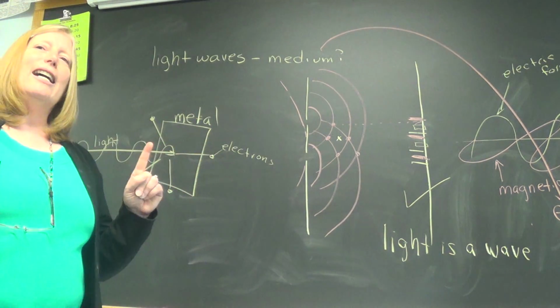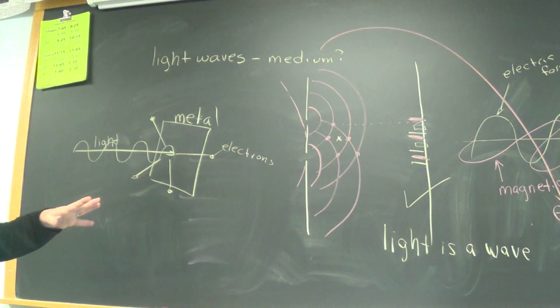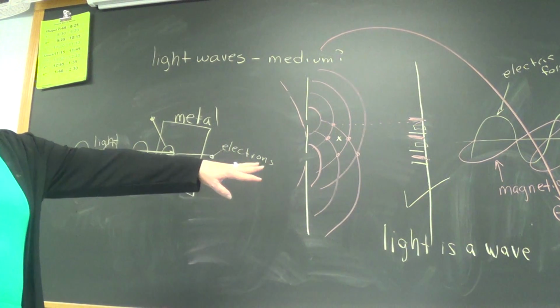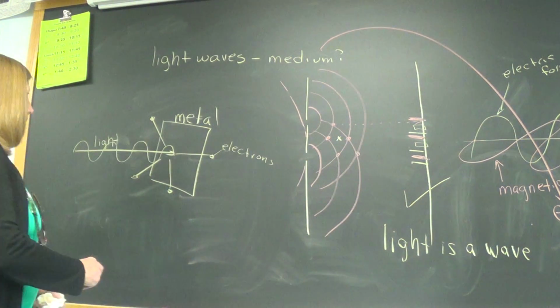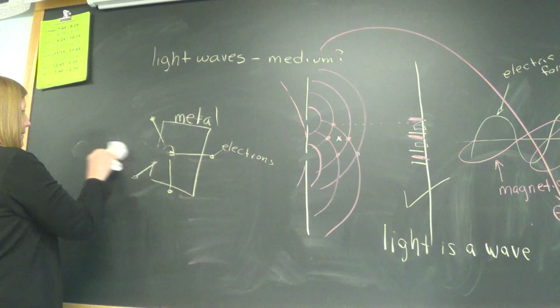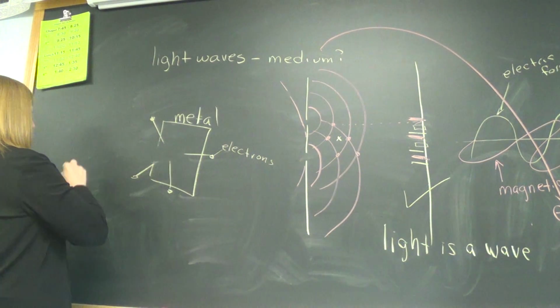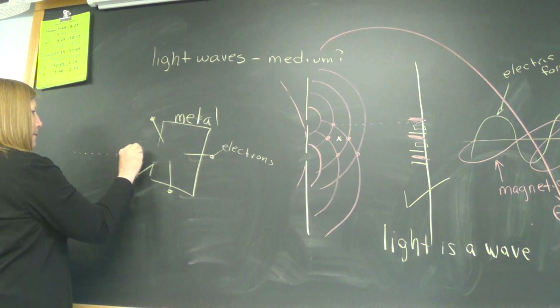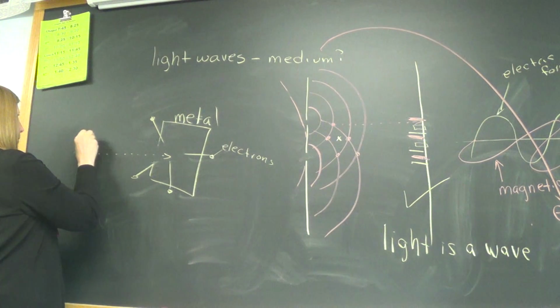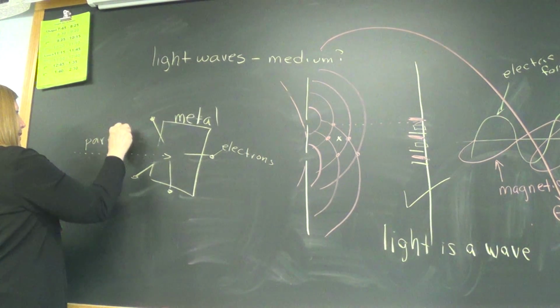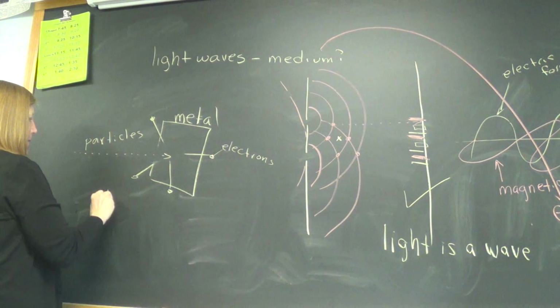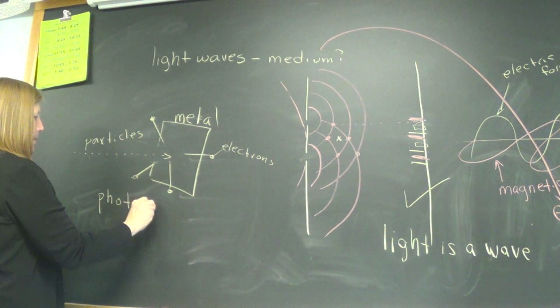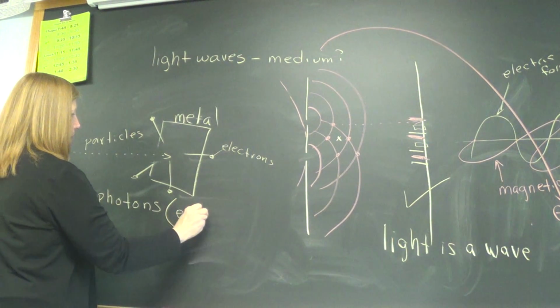So that does not jive with the idea that light is a wave, but rather that light is, what else could it be? It's a beam of particles. And what are the particles? Well, we call them photons. Have you heard of that word? Those are little energy bundles.